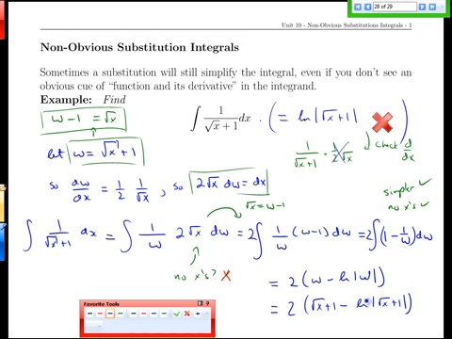And what did we forget? What did I forget? Plus c. There we go. This is an indefinite integral, so we need the plus c at the end. And there is our indefinite integral of 1 over root x plus 1.